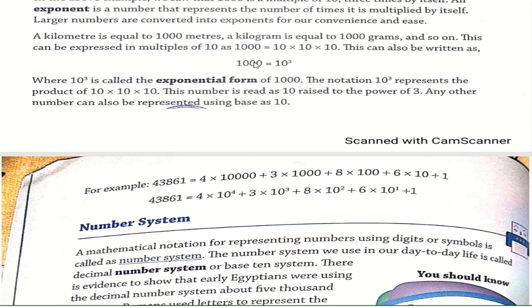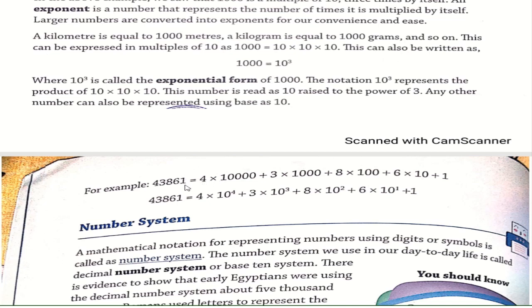it has been written as what? 3. If here it has lakh, in lakh how many zeros do we have? 5 zeros we have, isn't it? So 10 raised to 5 will be written over here. Like see, how could you write 43,861? So how can you convert it?